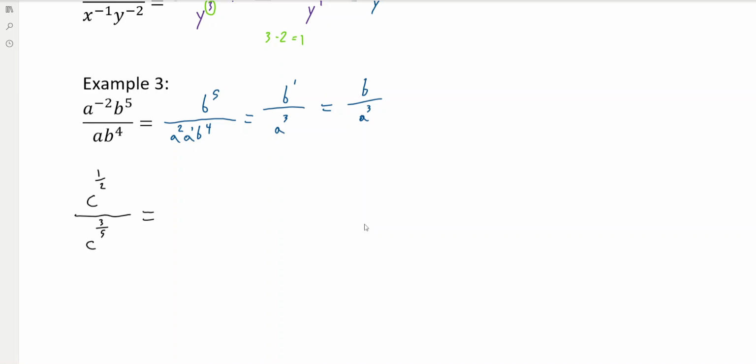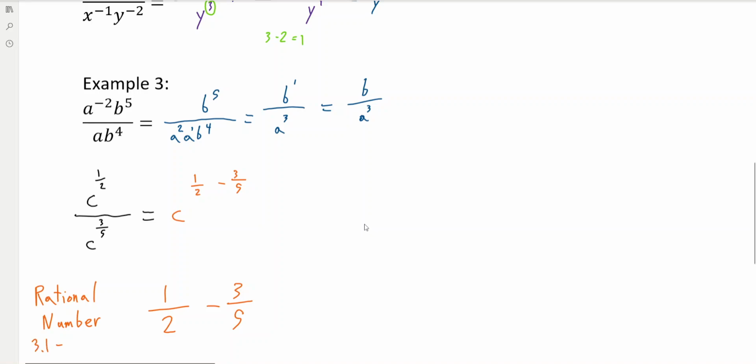Okay, so what we're going to do here is just simply subtract the exponents. So it'll be 1/2 minus 3 over 5. The problem is that we can't find that value directly. What we have to do is we have to do a little bit of work with fractions. If this is something you have difficulty with, you want to watch the rational numbers videos from grade 9 math. So it's like 3.1 to 3.5 or something from the grade 9 math videos.